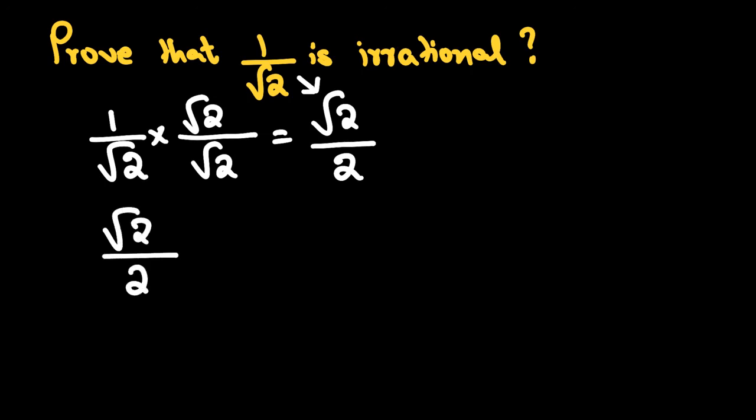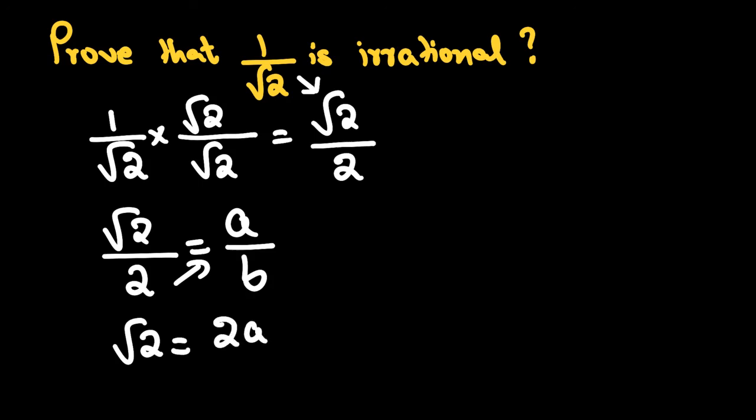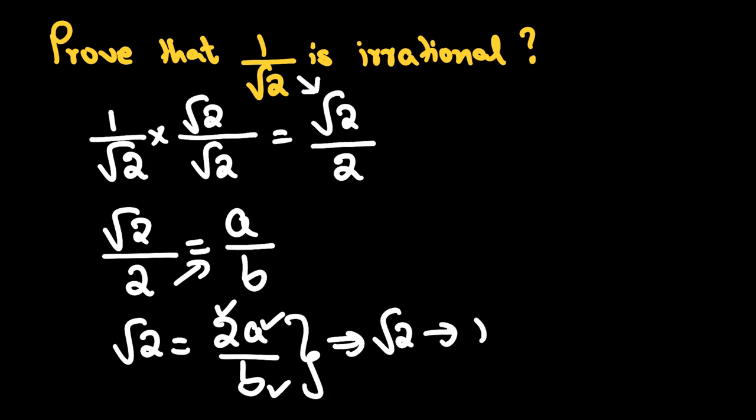Let us assume that root 2 over 2 is a rational number. Hence, it can be written as a fraction of two integers a over b. And now when we cross multiply, we have root 2 is equal to 2a over b. Now 2 is an integer, a is an integer, and b is an integer. Hence this will be a rational number, which will imply that root 2 will also be a rational number.